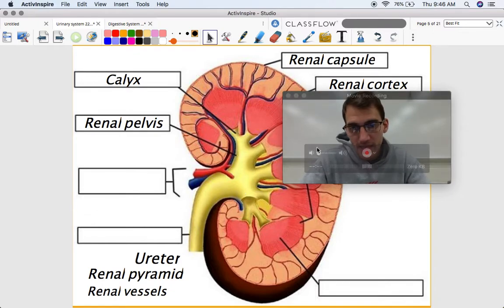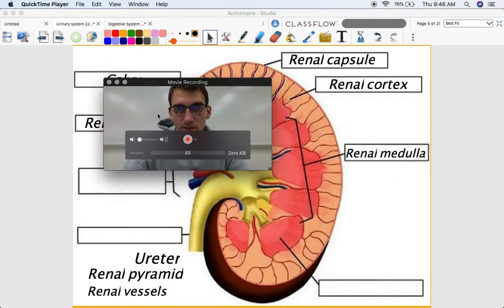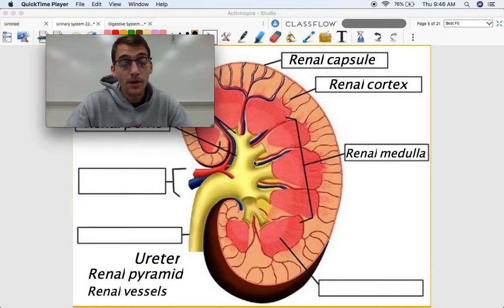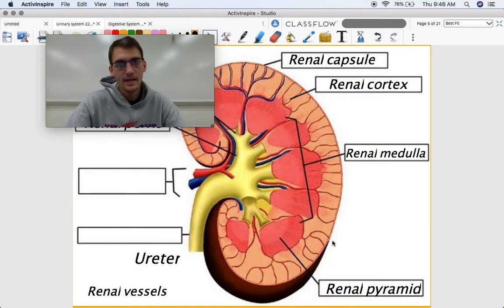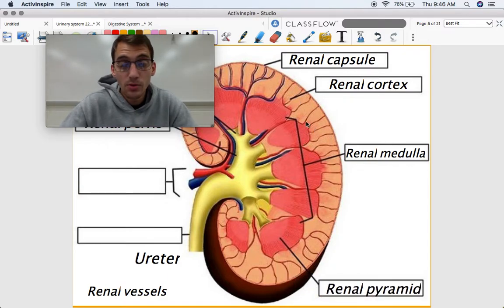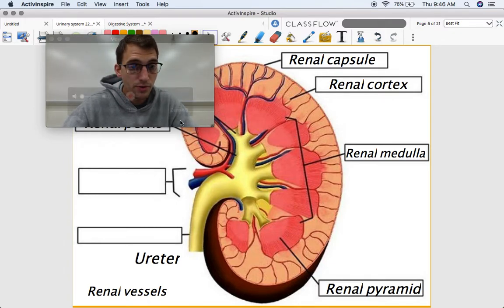And these triangular-looking structures over here, which are bundles of what we call collecting ducts, which we'll look at in a second, are called renal pyramids. Okay, so from the renal medulla, urine is collected from the cortex and the medulla, and it's funneled into the renal pelvis through the calyces.